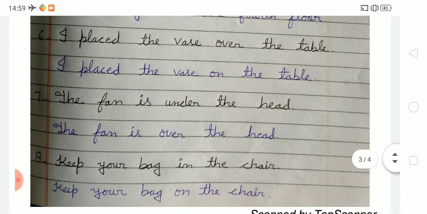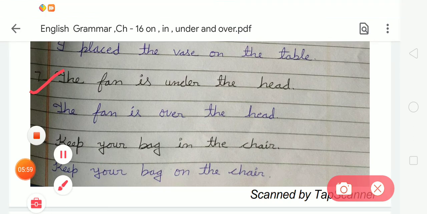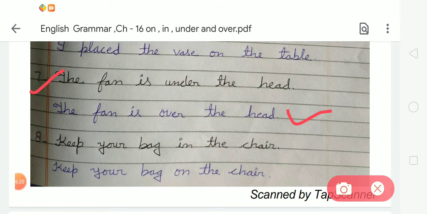After that, come to the next. Number 7. In number 7, the fan is under the head. So student, here the given word under is wrong. Okay, we have to use over in the place of under. Okay, we have to use the word over. So the sentence will be, the fan is over the head. The fan is over the head.